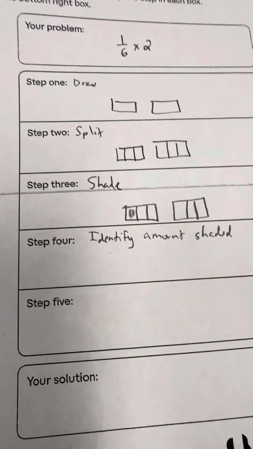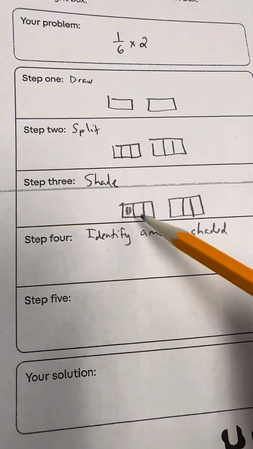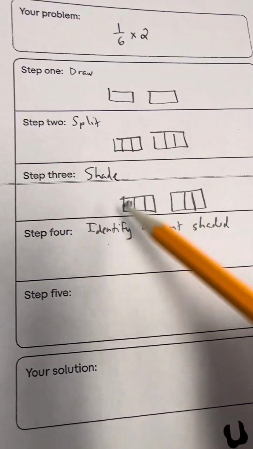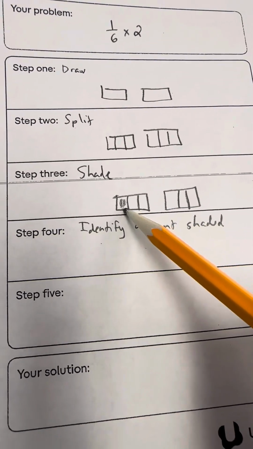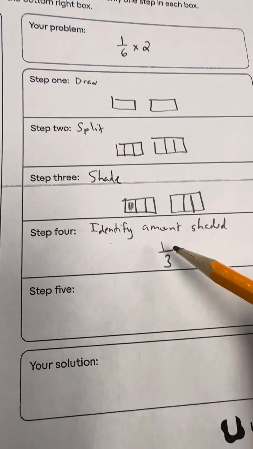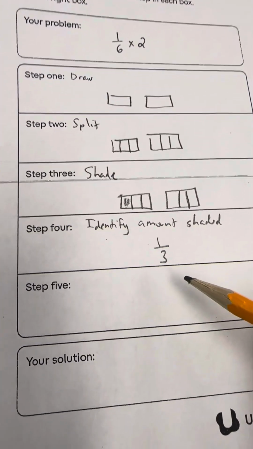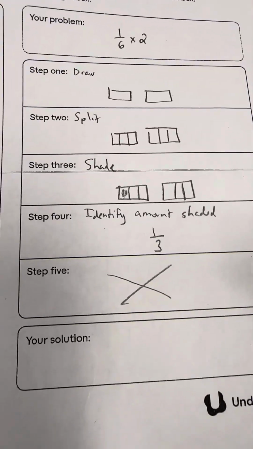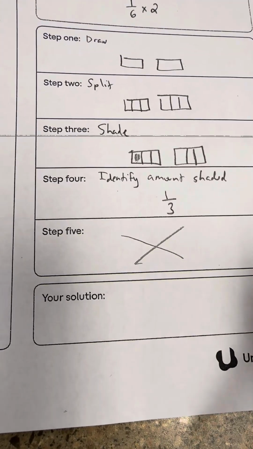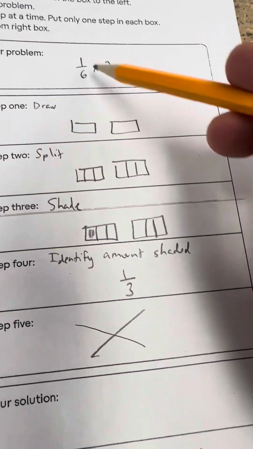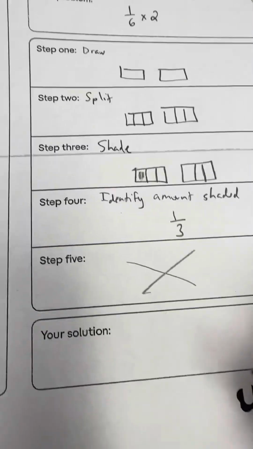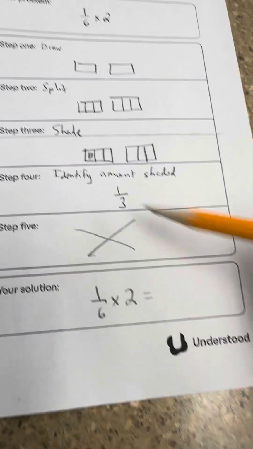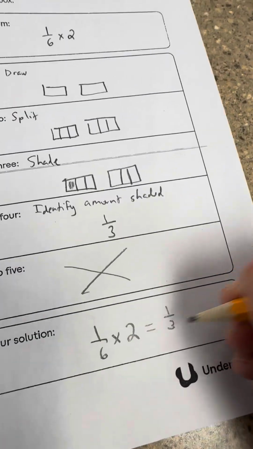And step 4, the last step, is to identify the amount that you shaded with respect to one rectangle. So you can see here, in this one rectangle, I shaded 1 out of 3 parts. So that would be my answer. 1 out of 3 is the answer. And now we don't need step 5, so I'm just going to cross that step out and go down to the solution. For the solution, all you're going to do is take the problem, 1/6 times 2, copy it down here, and then say what it equals. And you can see here from step 4 that it was equal to 1/3.